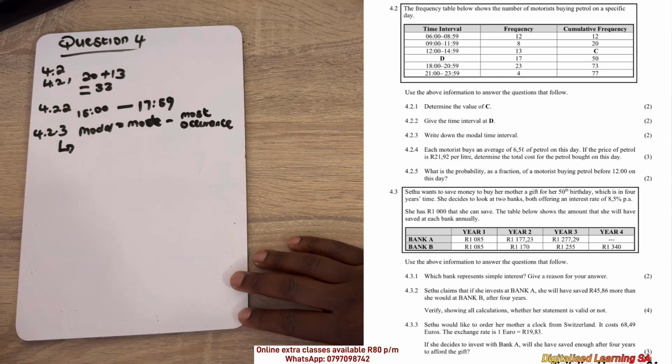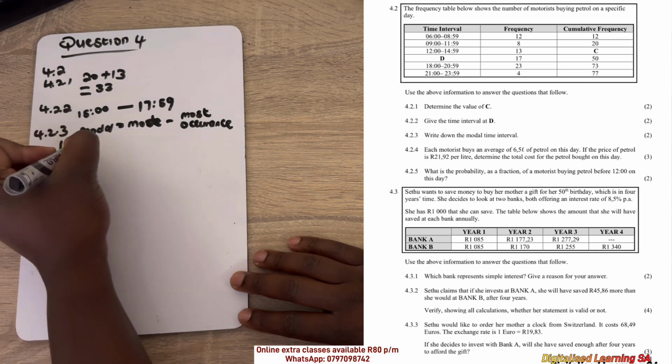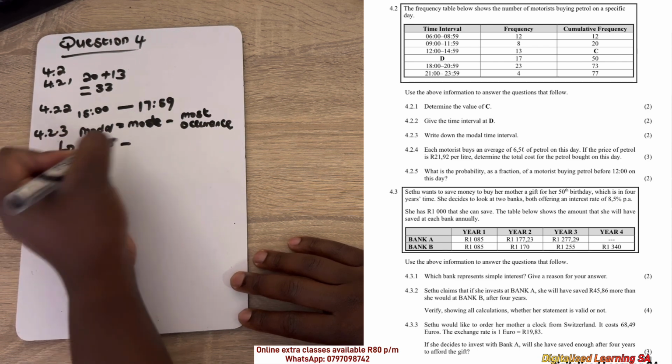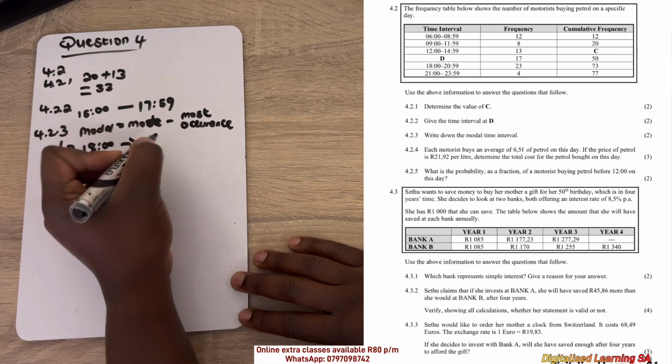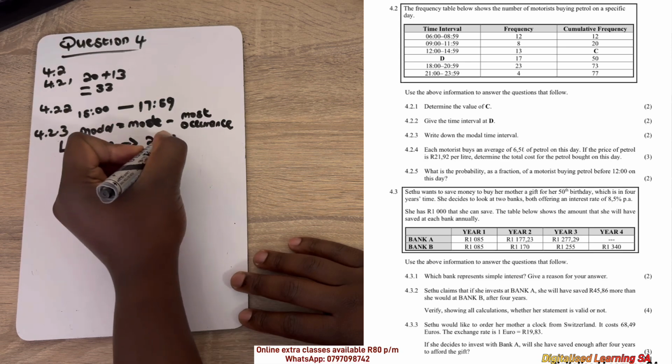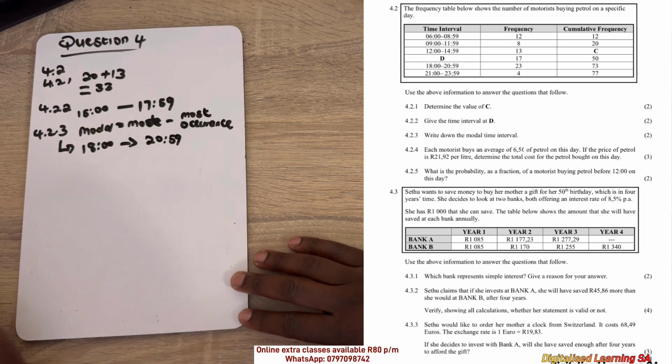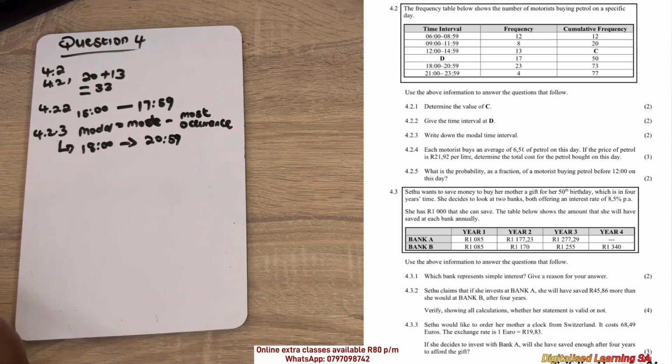We need to find the time interval that most people bought petrol. We can see that 23 people bought petrol between 6 and 1 minute to 9. So our answer will be 18:00 to 20:59. Okay, now let's move to the next question, which is question 4.2.4.